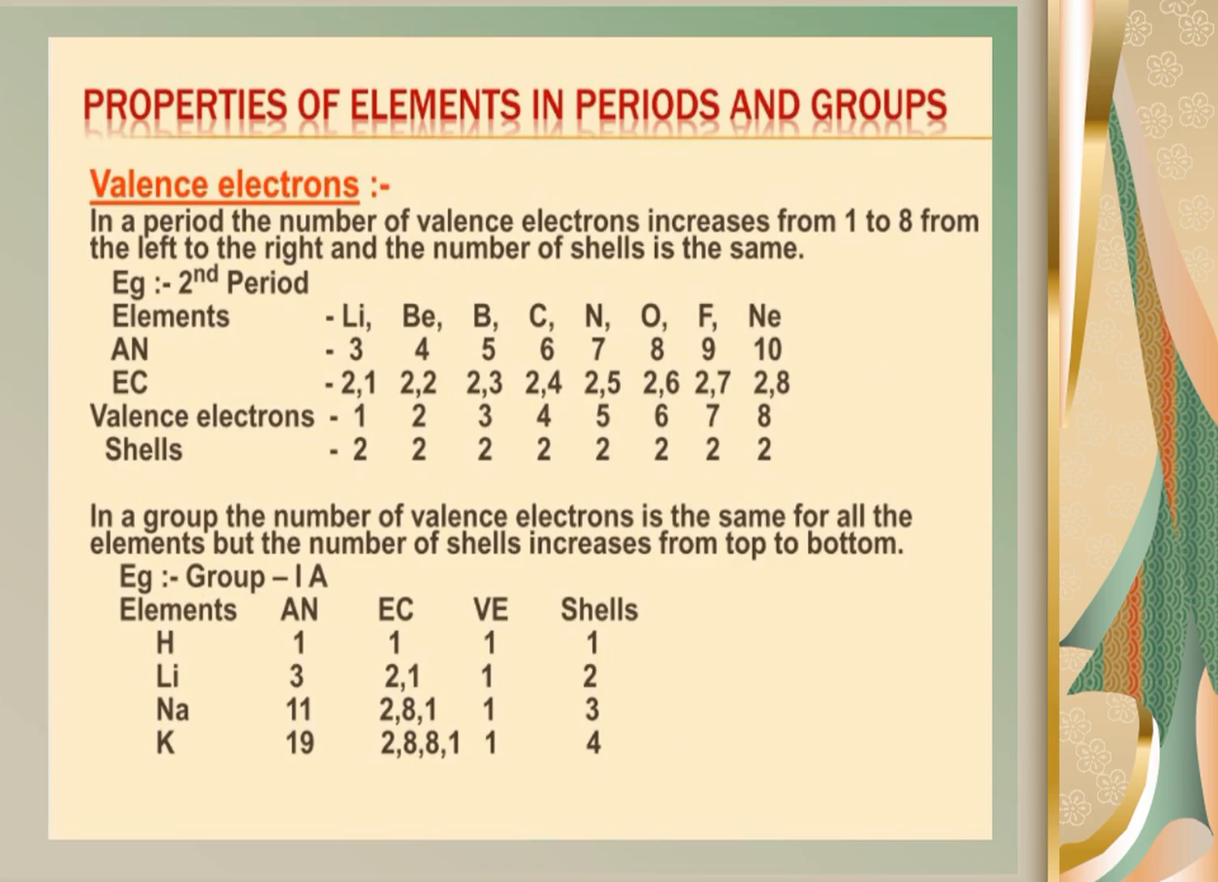Properties of elements in periods and groups. Valence electrons are the outermost electrons. In a period, the number of valence electrons increases from 1 to 8 from left to right and the number of shells is the same. In a group, the number of valence electrons is the same for all the elements but the number of shells increases from top to bottom.